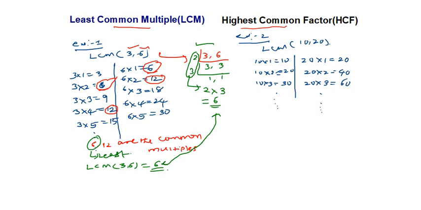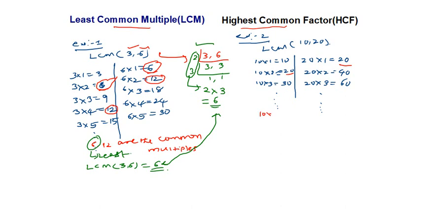So what is the least common multiple of 10 comma 20? What are the common multiples for 10 and 20? See, here 20 and here 20. So this is the common one. And here in this one, we will get one more number also.